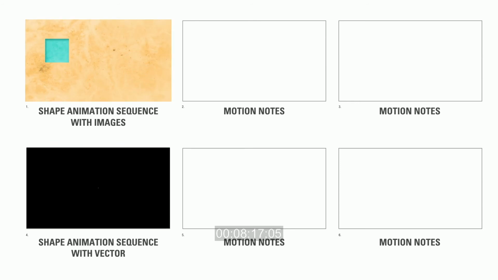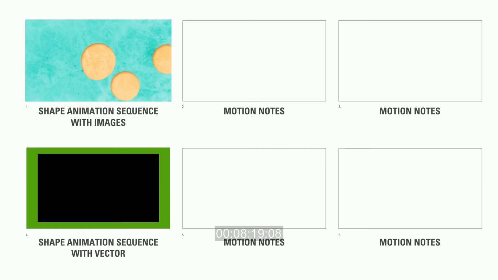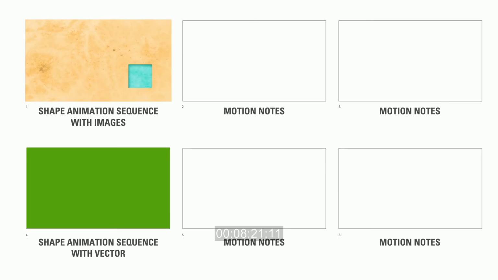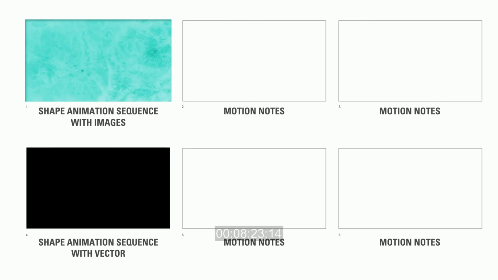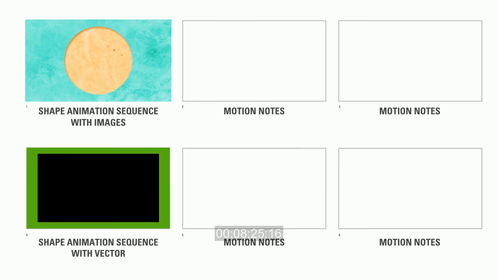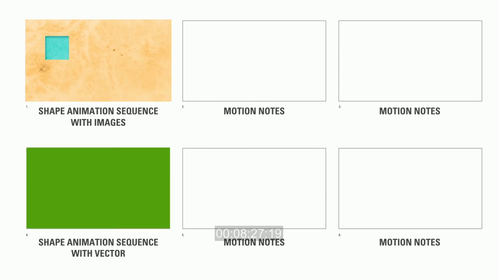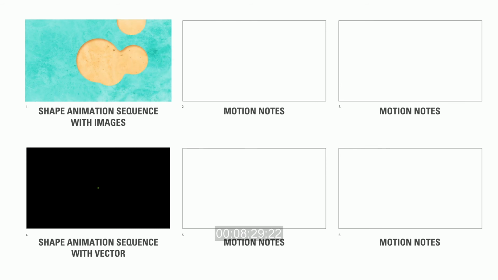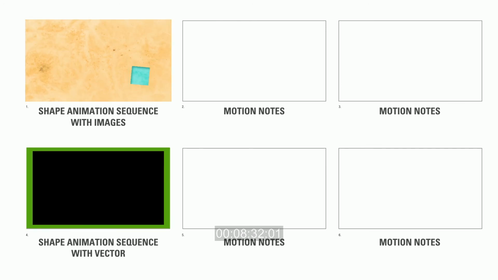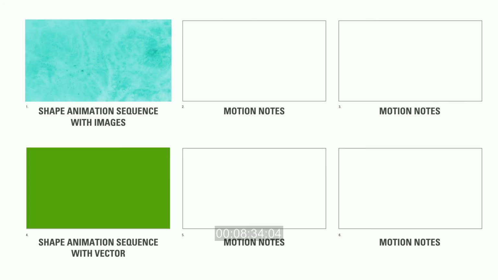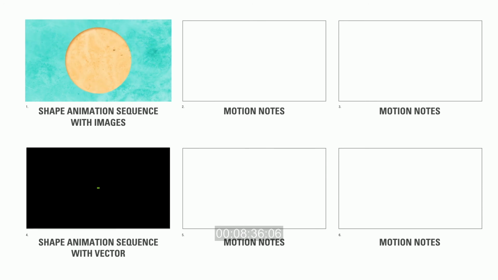When you sketch your vector sequence, try to think about how your shapes will animate. How will they enter the frame? How quickly will they animate? Are there any pauses? Did the shapes react to one another? Or did they animate together? Have fun, play around, and take the time to come up with three ideas for each sequence.